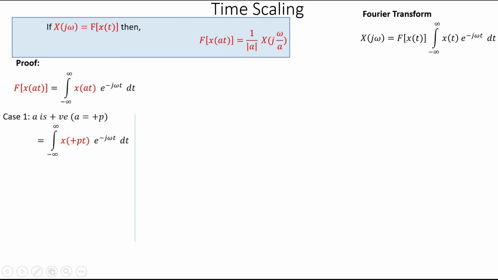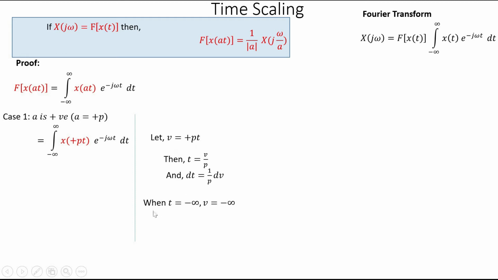And again we can substitute v equal to p into t. So here t becomes v by p, and dt will become 1 by p into dv. So p is a constant value, so 1 by p dv. And again we have to find the limits. When t is minus infinity, v is also p into minus infinity.